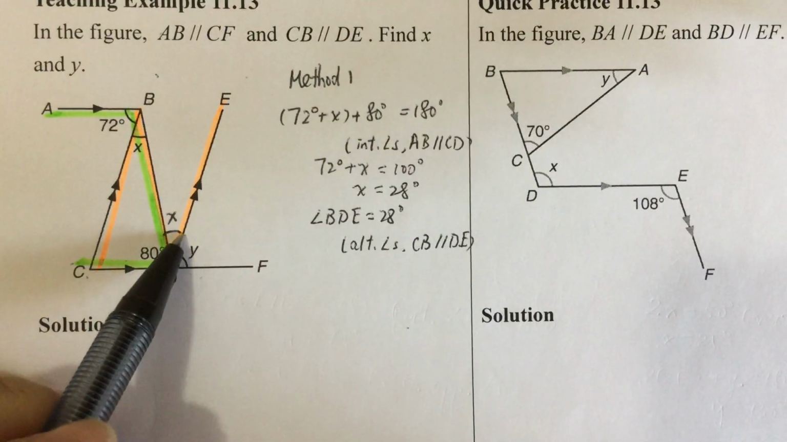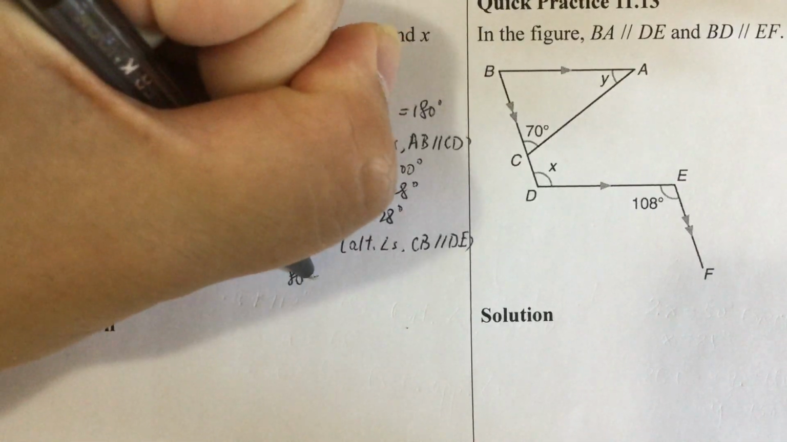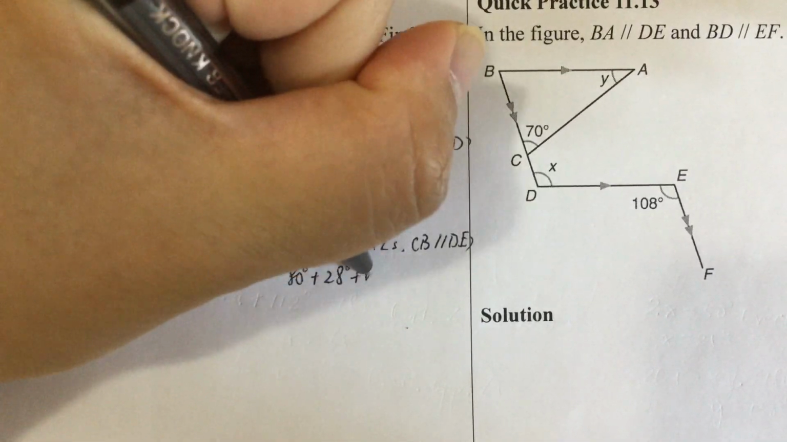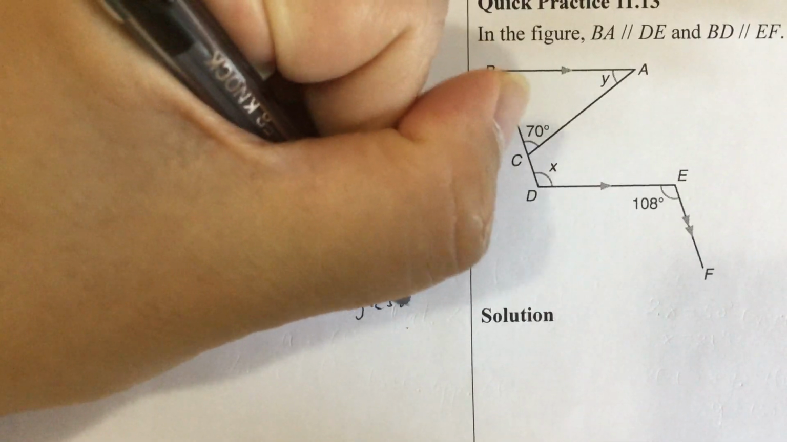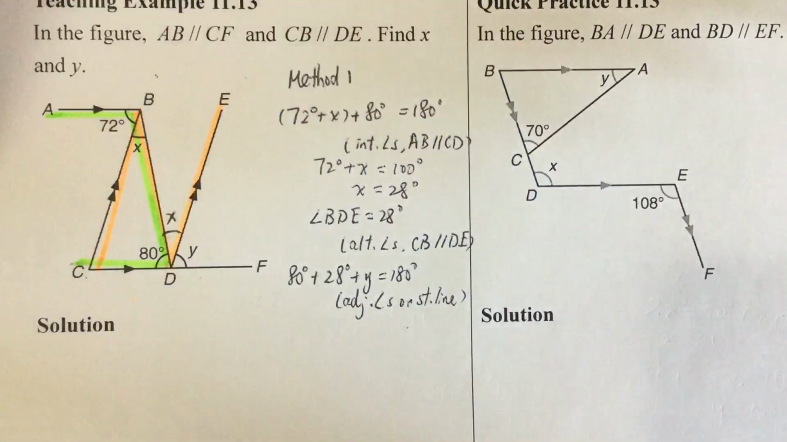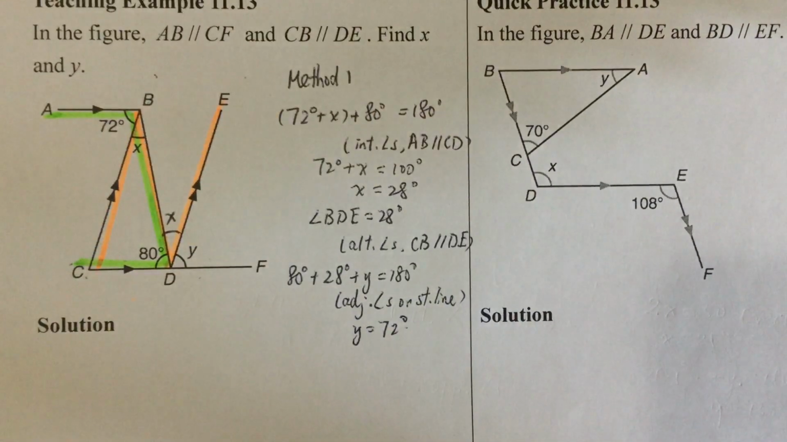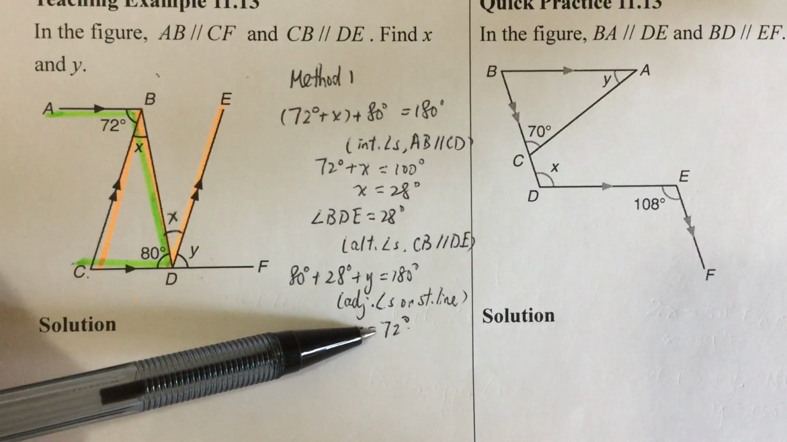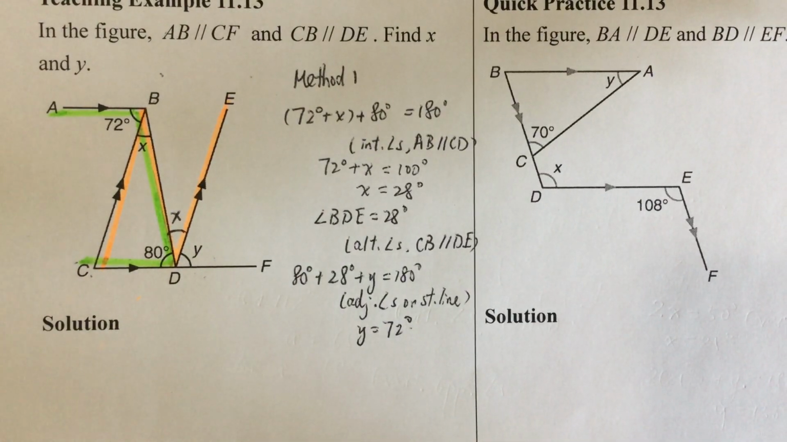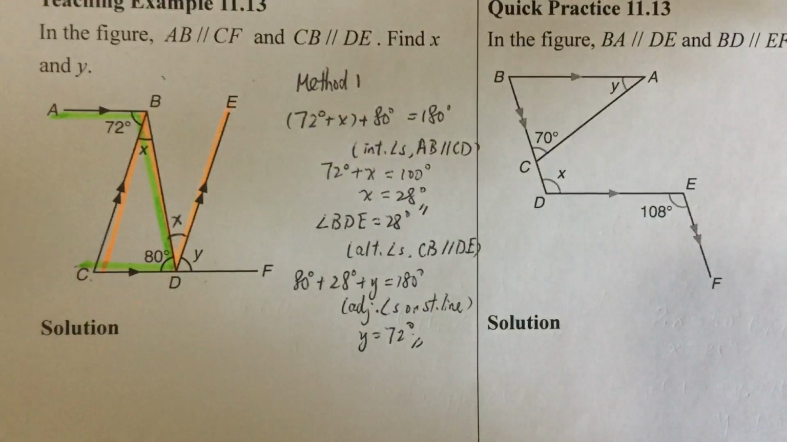Okay, so we know that this is 28 degrees, and we can use the adjacent angles on straight line. There is 80 degrees plus 28 degrees plus y will equal 180 degrees. The reason is called adjacent angles on straight line, and you will find that the y will equal 72 degrees once again. So you can solve the problem immediately also. So you will see this 72 degrees. So that means we can use method 2 at the same time. This one we solve all the problem here. x we know and y we know. So we can finish here.